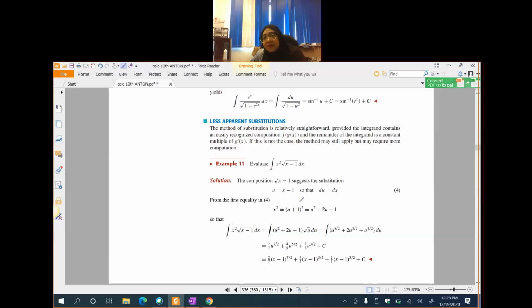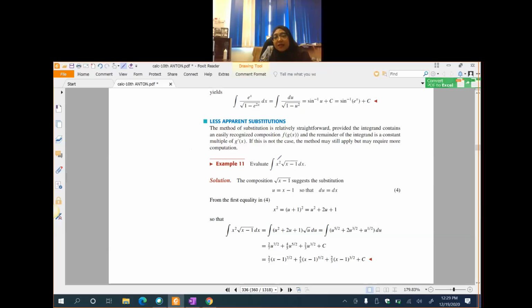It's so easy that from the first glance you know that the substitution method can solve the integrations. But it could be that you will have a function which requires a less apparent substitution. So let's look at example 11 here: x squared multiplied by the square root of x minus 1.